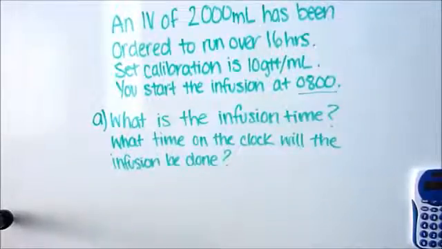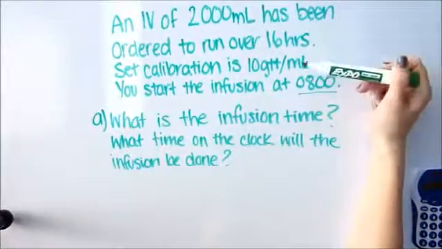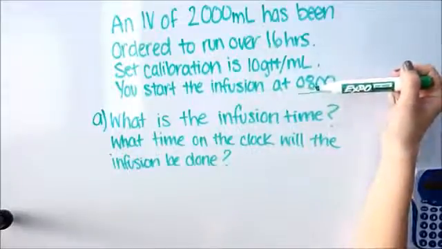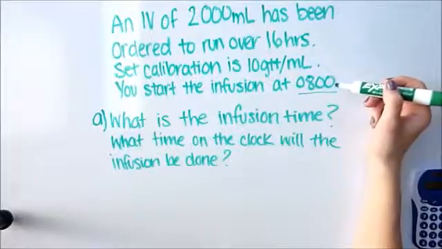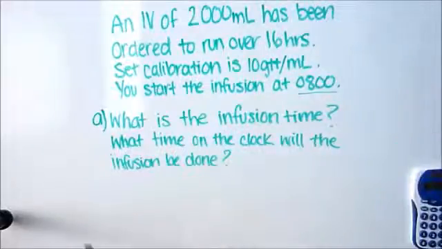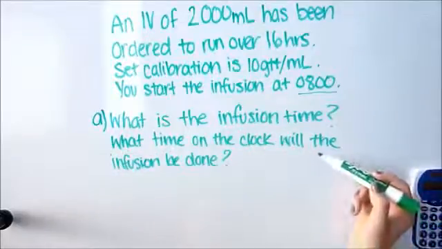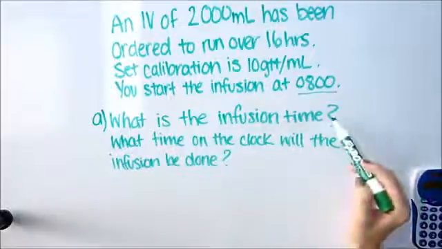Okay, moving on to a harder question. An IV of 2,000 ml has been ordered to run over 16 hours. Set calibration is 10 GTT per ml. You start the infusion at 0800, and that is military time for 8 o'clock in the morning. And we want to know what is the infusion time and what time on the clock will the infusion be done.